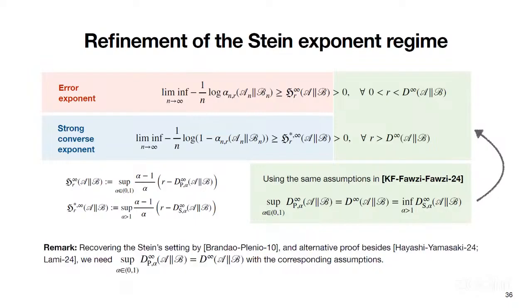So this is one application. Of course, if you want to recover the Stein setting by Brandao and Plenio, and have another alternative proof for the Stein lemma besides the one by Hayashi and Yamasaki and also Lami, we need this asymptotic continuity with the corresponding assumption. But this can be challenging in itself.